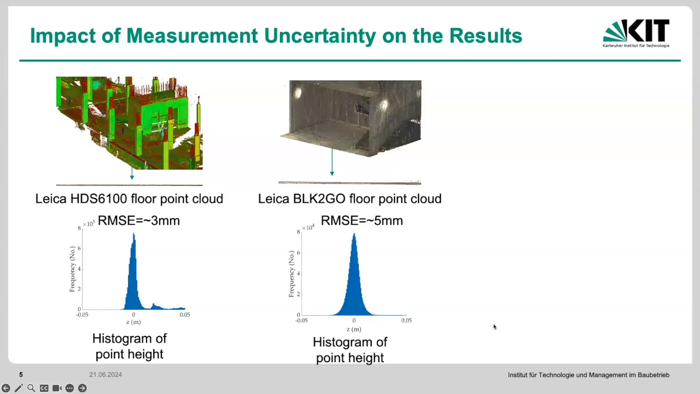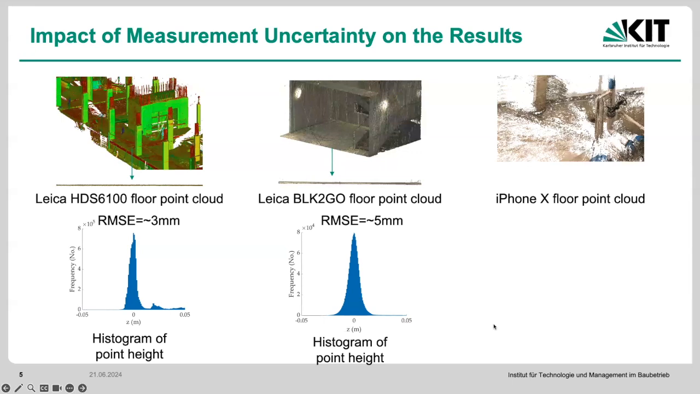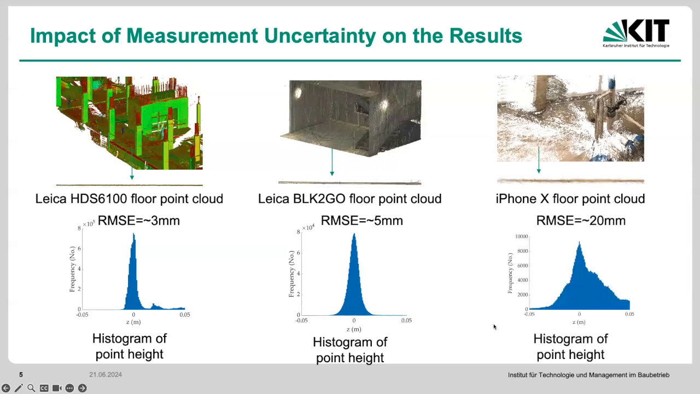BLK2GO, this one I got from the Leica website. This one, if you take a look at it, is 5 millimeters. So a bit more. The fact that it's 5 millimeters is more or less consistent with reality. We're not expecting the handheld laser scanner that is mobile to actually be as accurate as your terrestrial laser scanner, right? Fast forward to if I wanted to do it with an iPhone X, and this is more consistent with what it is.